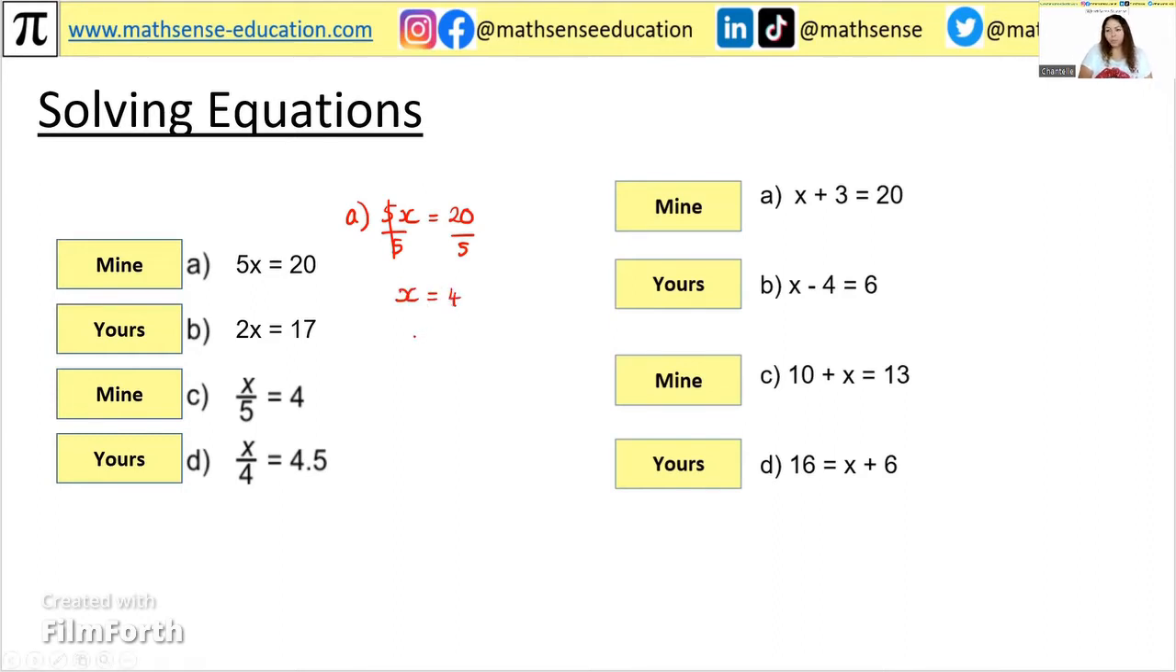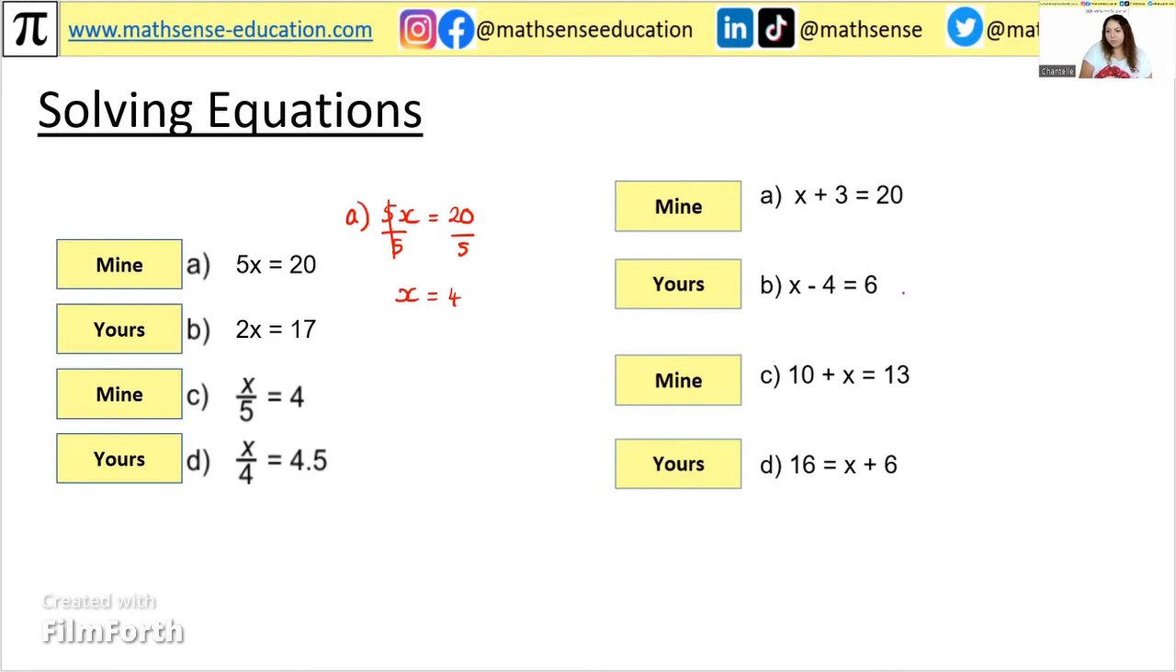Now you may be able to work out in your head that 5 times 4 is 20 and get to the answer without any working out. However, it's crucial that you show the steps of your working, especially because we're going to rely on this balancing method as the questions get harder later on.